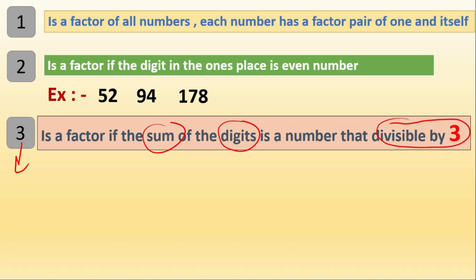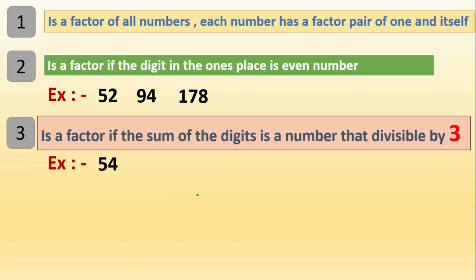For example, to understand 54, can you divide the sum of digits by 3? 5 plus 4 equals what? 5 plus 4 equals 9. So, can you divide 9 by 3? Yes, equals 3. So, 3 is a factor of 54 because you can divide the sum of digits by 3.